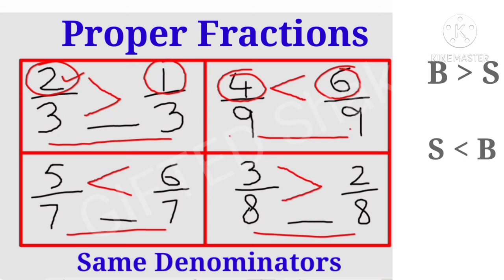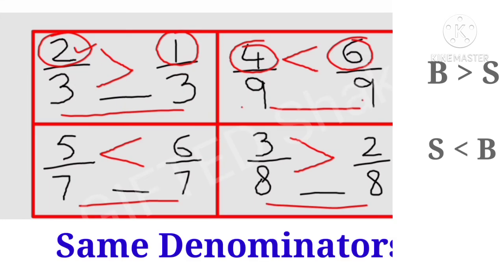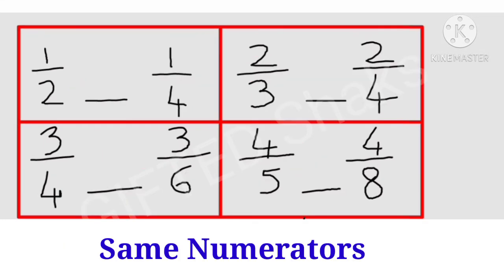We'll take a different example now. Now this was the case of same denominators. Now we shall go to the case of same numerators. In same numerators, we will do it the reverse. In same denominators, what did we do? If the numerator was bigger, the fraction is bigger. If the numerator is smaller, the fraction is smaller. But in the case of same numerators, it goes reverse.